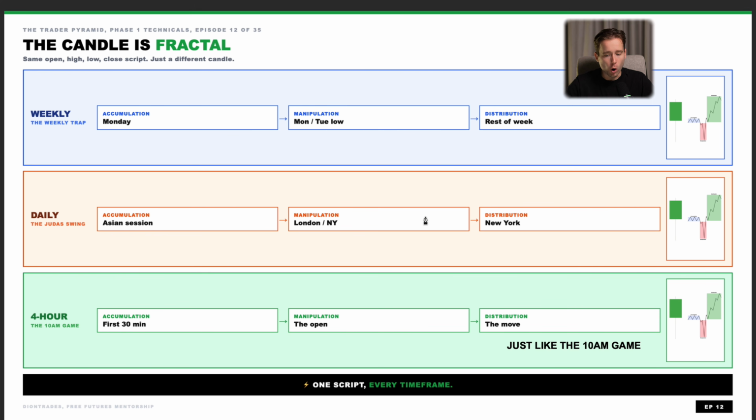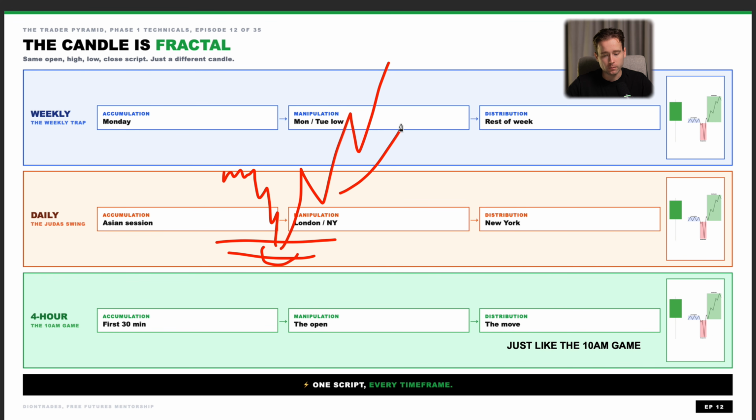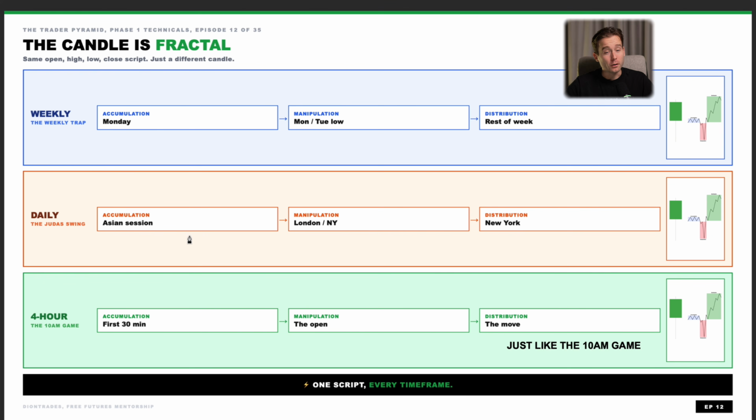But you can do the same open, high, low, close on the daily time frame. For the US indices for futures, accumulation happens during Asia. Then London or New York manipulates into a key level, and then New York Open starts distributing. Sometimes the manipulation happens during the New York Open, and then 10 a.m. will expand. You can even do this on the 4-hour candle.